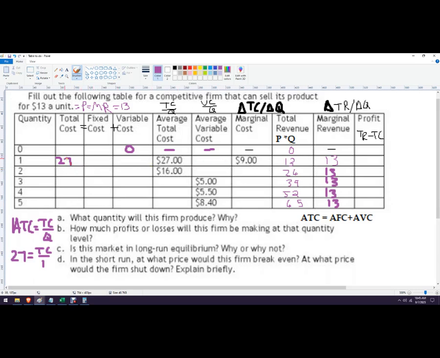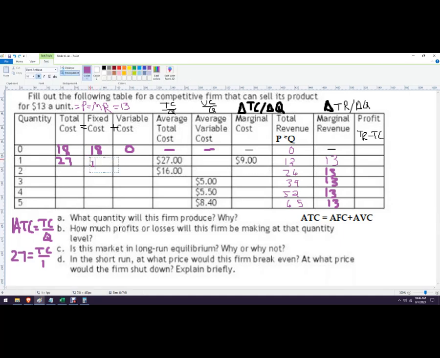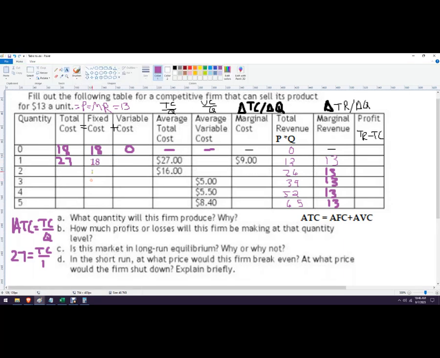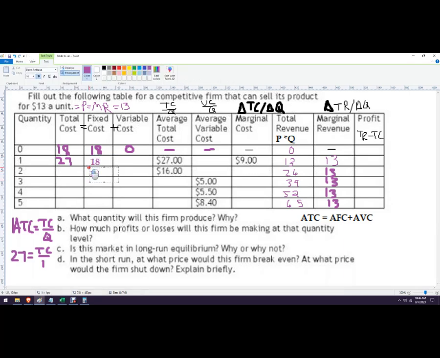All right. Now, we know that the difference between whatever this number is and this number is 9, because that's the additional total cost. So I can actually subtract 9. That gives us the total cost right here. So that's 18. Okay. Now, since this is 0 and this plus this has to equal this, the fixed costs are in fact 18. Fixed costs by definition do not change. So that means all the way down, our fixed costs are going to be 18.